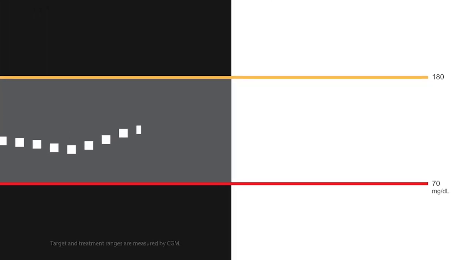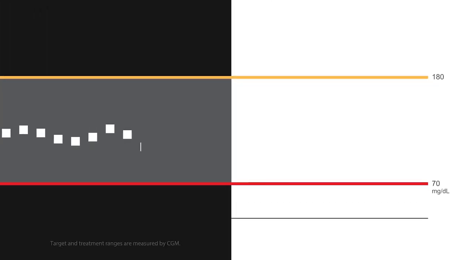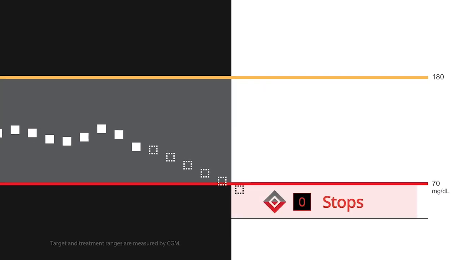When Control-IQ technology predicts that your glucose will be below 70 milligrams per deciliter 30 minutes in the future, basal insulin delivery will be stopped. Bolus deliveries will continue, including any active extended bolus currently underway. You will also be able to start a new bolus even though basal delivery has been stopped.